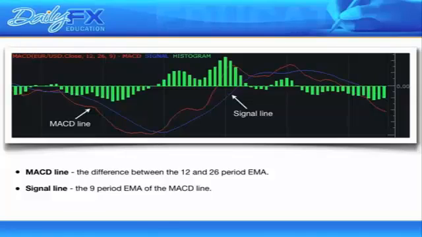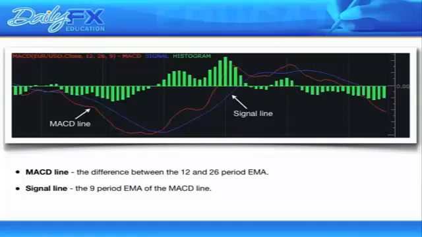The line was added by Appel to help spot entries and exits. It's not that he wasn't a fan of the moving average crossover, it's that he wanted to further optimize it to try and improve his trading results. As I mentioned at the beginning of this video, this is why I consider the MACD to be a fine-tuned moving average crossover tool. We're still able to trade moving average crossovers, but with a MACD crossover, Appel gave us an opportunity to act more quickly on changing momentum, which is one of the main benefits of the MACD indicator.